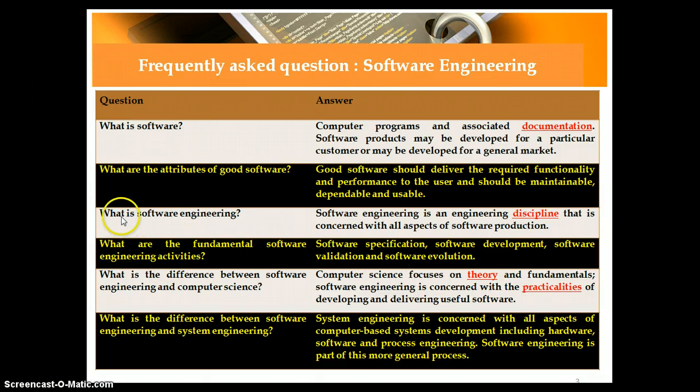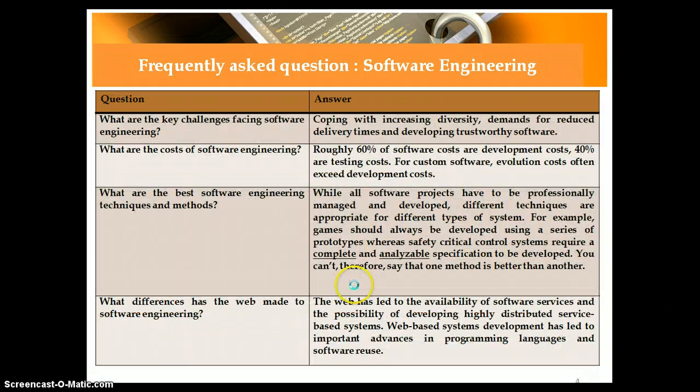Here, what is software engineering? Software engineering is an engineering discipline that is concerned with all aspects of software production. So software production means from requirement collection to the testing and maintenance of the software. These all are called software production. What are the fundamental software engineering activities? These four activities are very important to understand and know: software specification, software development, software validation, and software evolution. That I'm gonna describe a little bit later, and here you can see on the next slide.